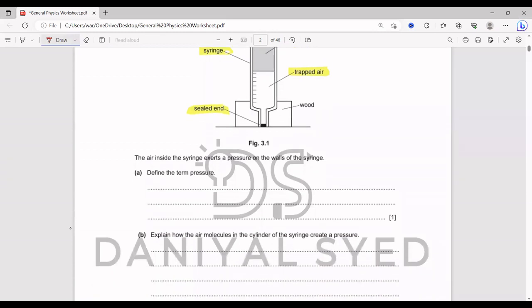Now, the air inside the syringe exerts a pressure on the wall of the syringe. Define the term pressure. So students, you all know the formula for pressure, which is force divided by area. So you have to write down force acting on unit area is called pressure. Unit area means 1 meter square area. So if the area of the surface of a body is 1 meter square and the force acting on 1 meter square area, that force is actually developing pressure on the surface of an object.